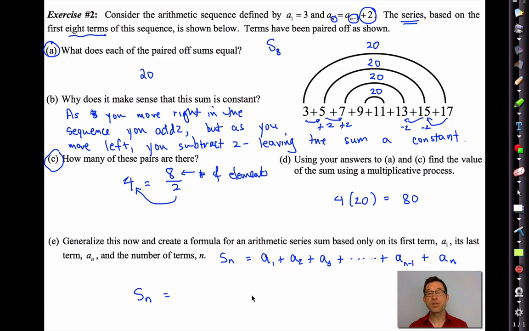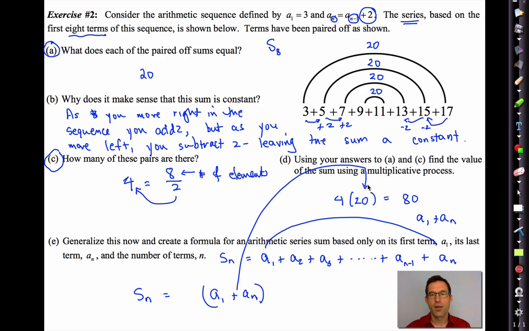All right, well, it's this simple, right? Generalizing this process, we can always pair these things off, and they will always have a sum of A1 plus AN, right? That's that 20. The question is, how many pairs will there be? Well, we can always take the number of elements and divide by 2 to give me the number of pairs. And then this will give me the sum of that series.